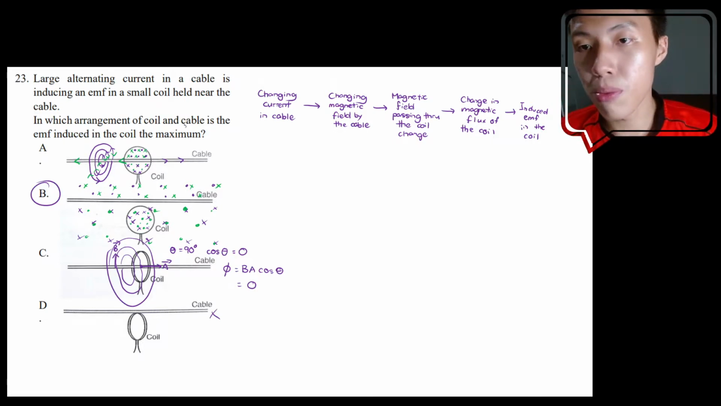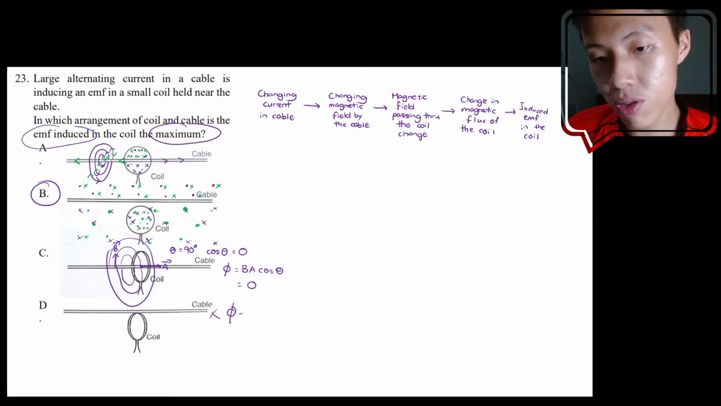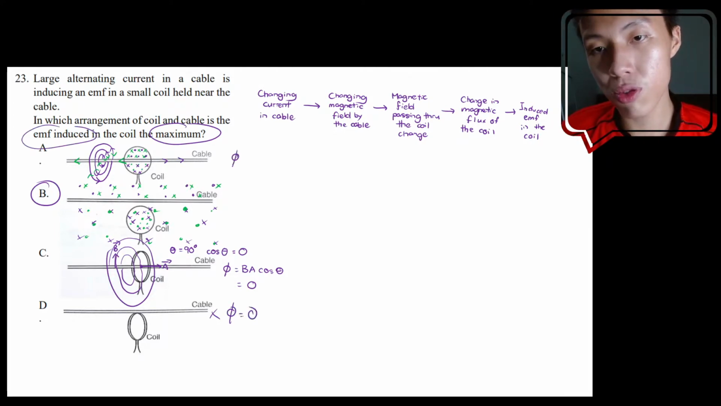Because you want maximum induced EMF. This one will be phi equals 0, this will be phi equals 0, this one also phi equals 0. Cancel out.